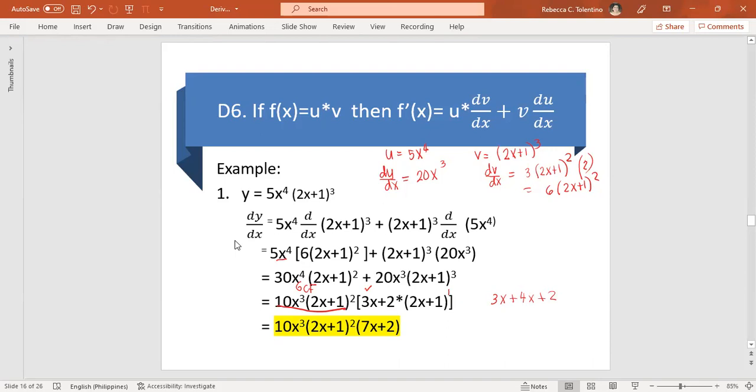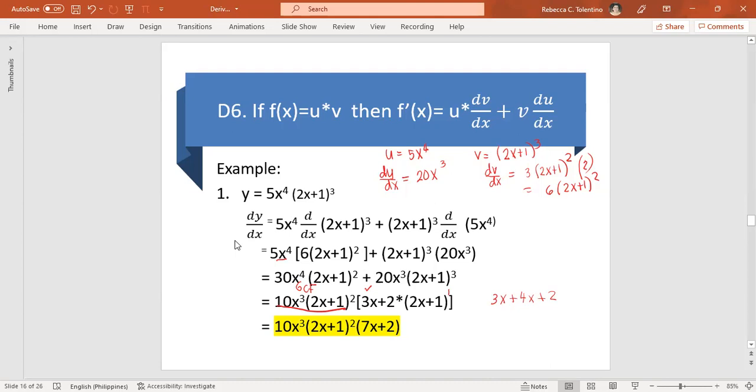Now in derivatives, we say that it's already in simplest form if the expression is completely expanded or completely factored out. So if you do not want to factor out, guys, then that means you will need to expand (2x + 1)² and expand (2x + 1)³. After expansion, you multiply the square of 2x + 1 by 30x⁴. And after you expand (2x + 1)³, you multiply the result by 20x³.